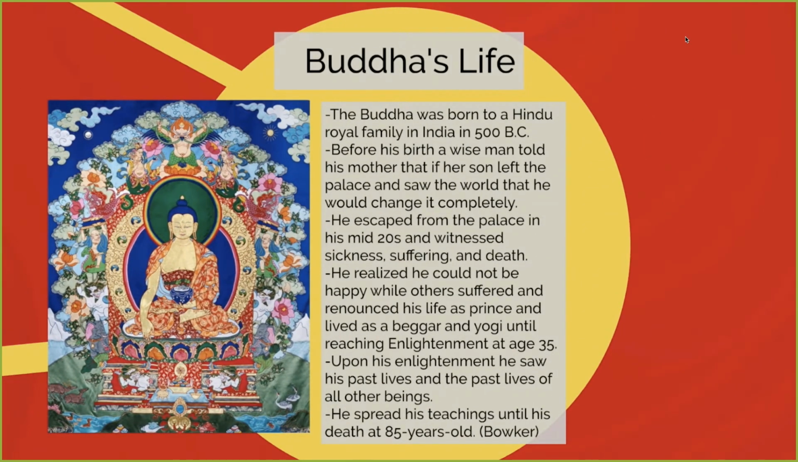Buddha's life. The Buddha was born to a Hindu royal family in India in 500 BC. Before his birth, a wise man told his mother that if her son left the palace and saw the world, he would change it completely. He escaped from the palace in his mid-20s and witnessed sickness, suffering, and death. He realized he could not be happy while others suffered, and he renounced his life as prince and lived as a beggar and a yogi until he reached enlightenment at the age of 35. Upon his enlightenment, he saw his past lives and the past lives of all other beings. He spread his teachings until his death at 85 years of age.